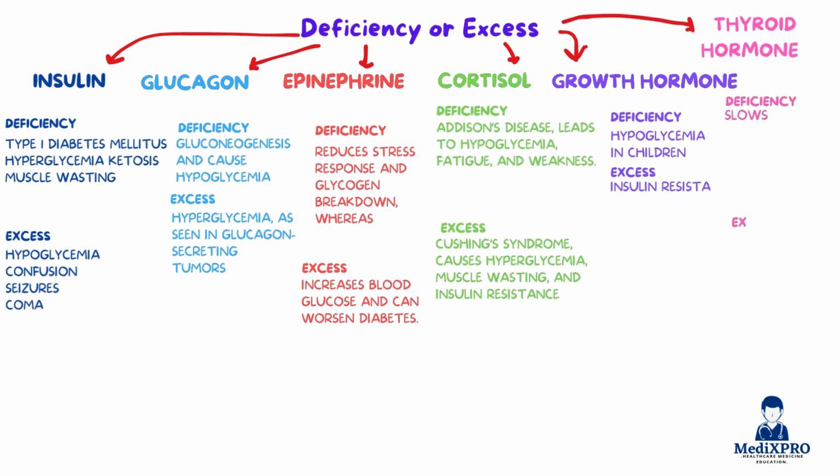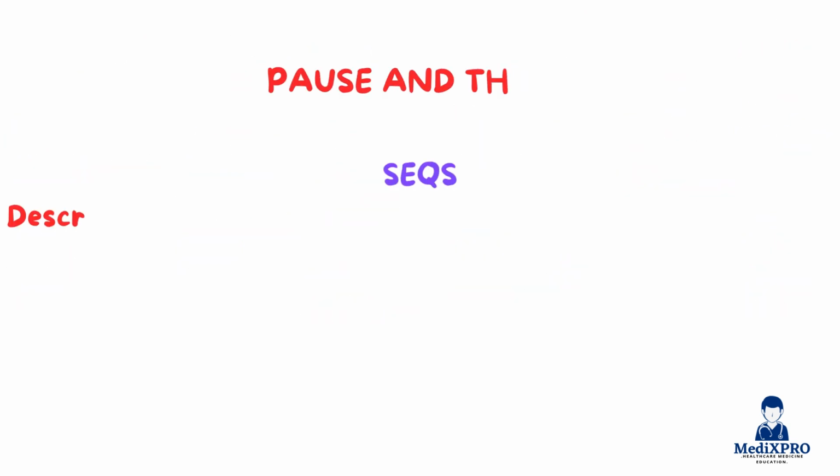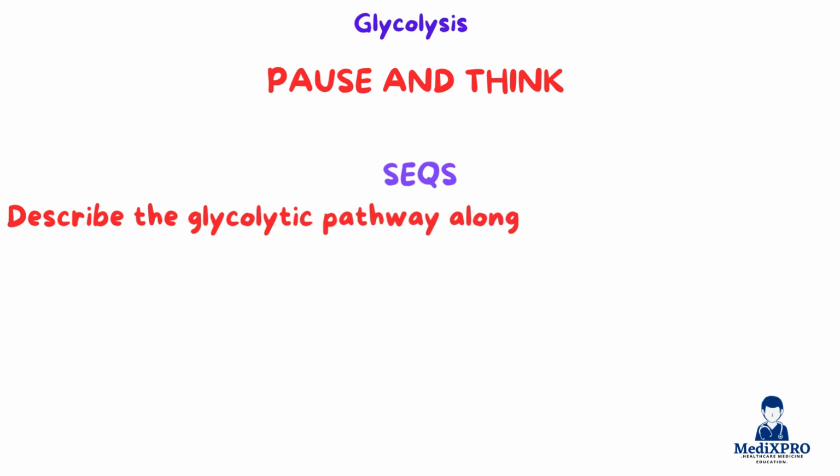Thyroid hormone deficiency, or hypothyroidism, slows down carbohydrate metabolism, leading to fatigue and weight gain, while excess, as in hyperthyroidism, increases glucose absorption and insulin demand. In short, hormonal balance is essential to maintain blood sugar homeostasis, and disturbances in these hormone levels can result in serious metabolic consequences. Now let's break down one of the most commonly tested and misunderstood topics in biochemistry, glycolysis.